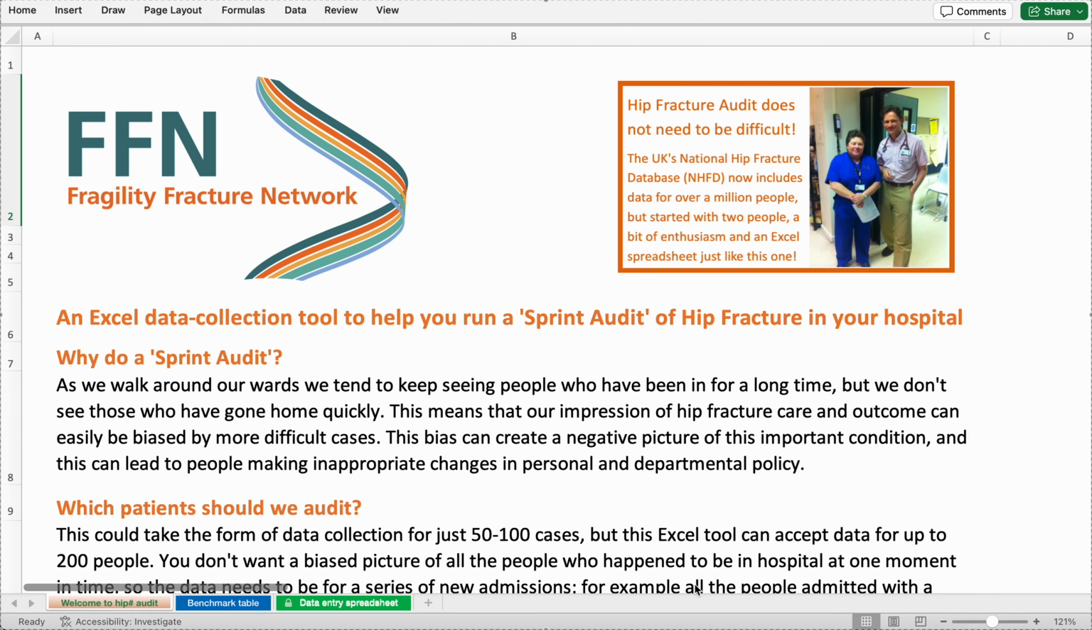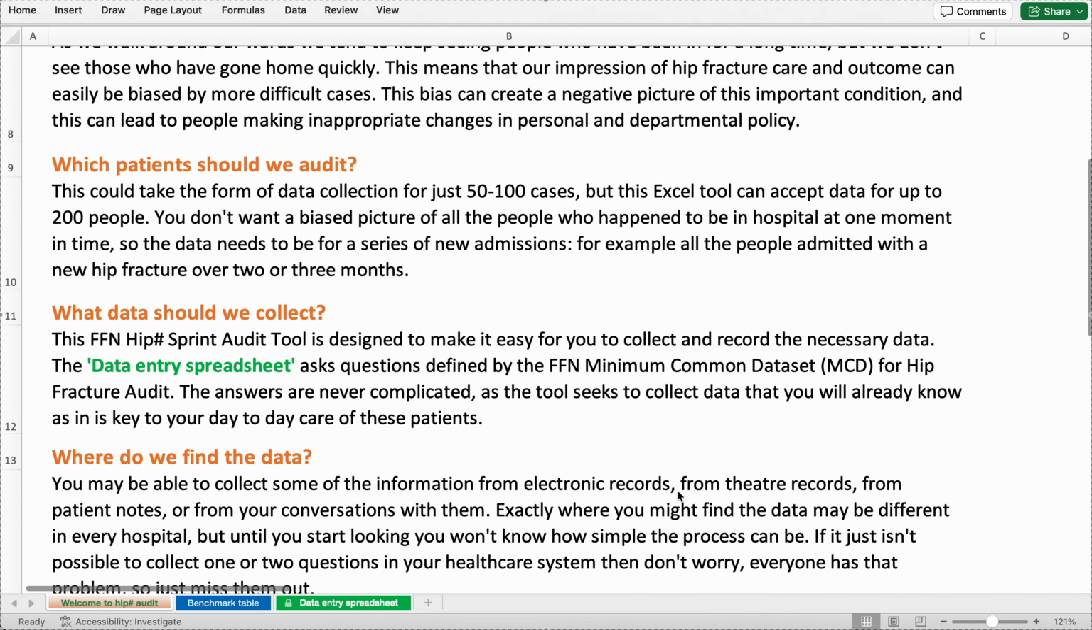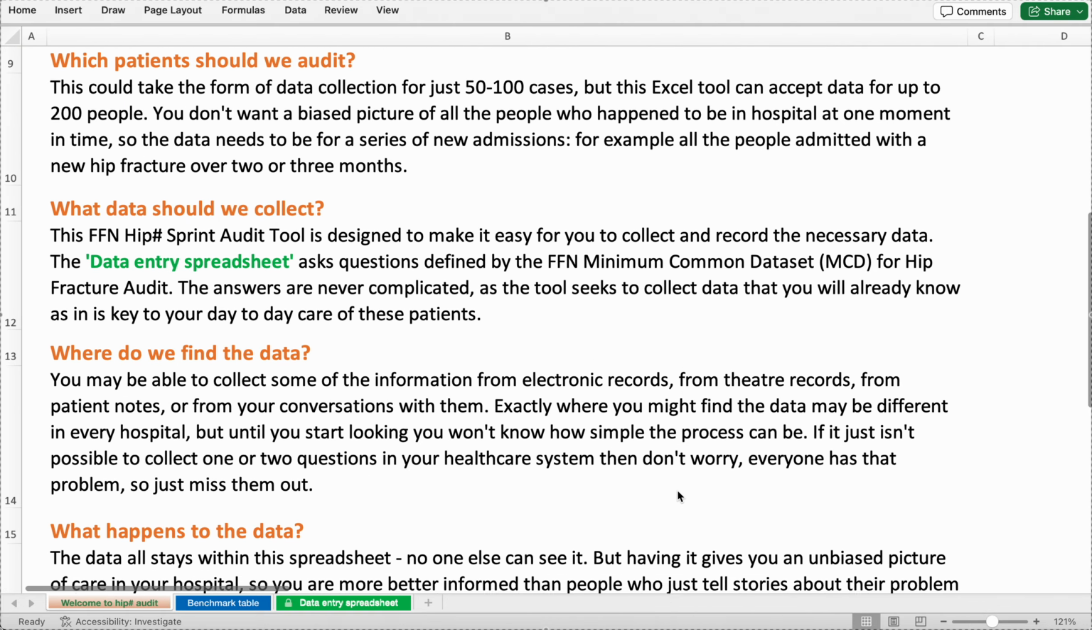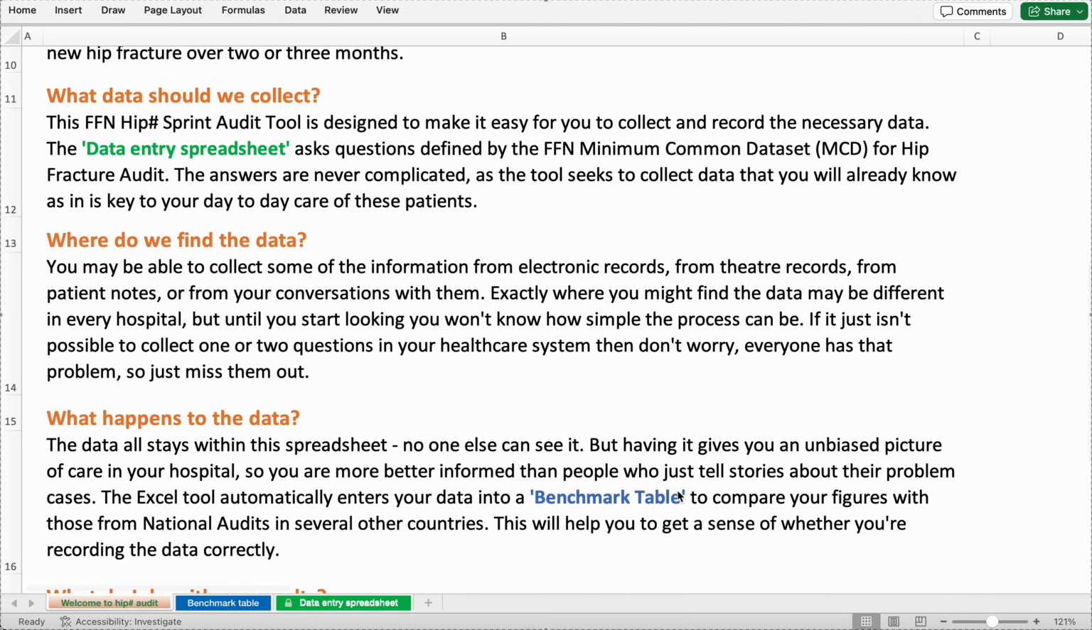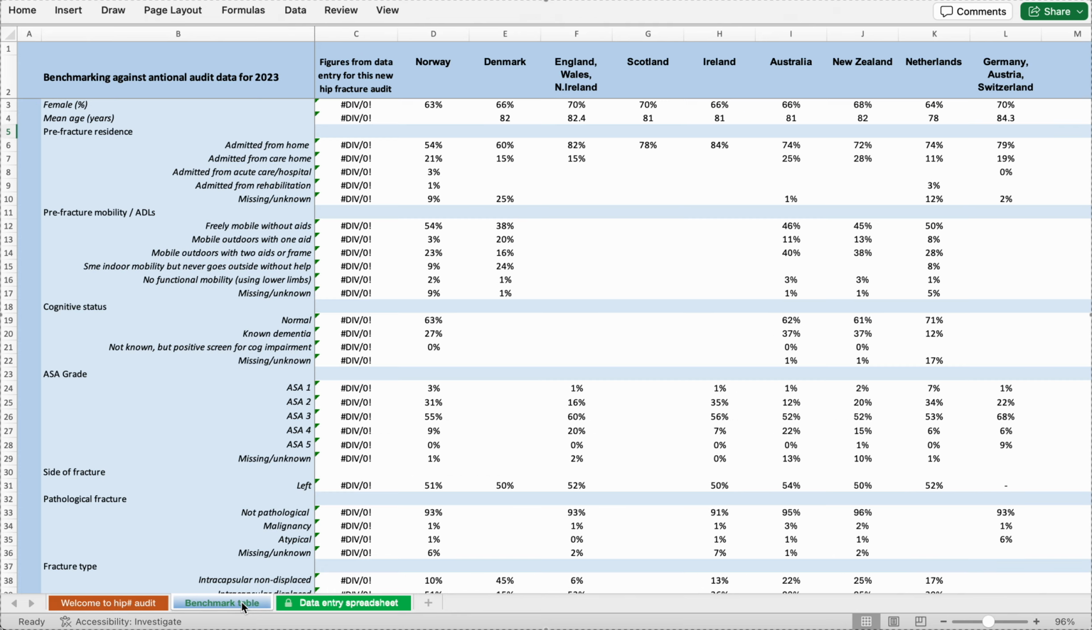The spreadsheet has three sheets. The first is an introduction with some simple comments about how the process works, and at the bottom of it a link to this video. The idea behind it is that you want to be able to look at how care in your hospital compares with the care in established national audits from around the world.